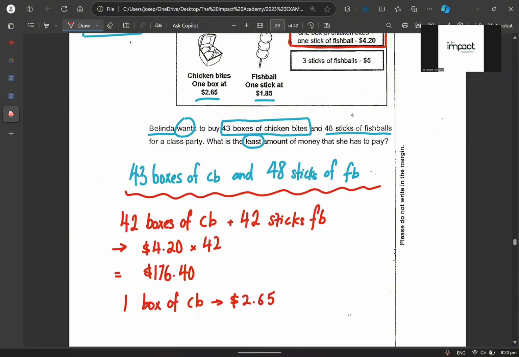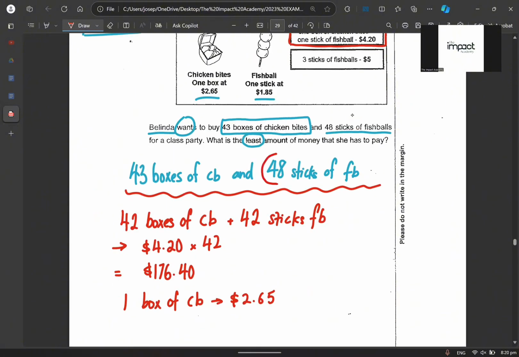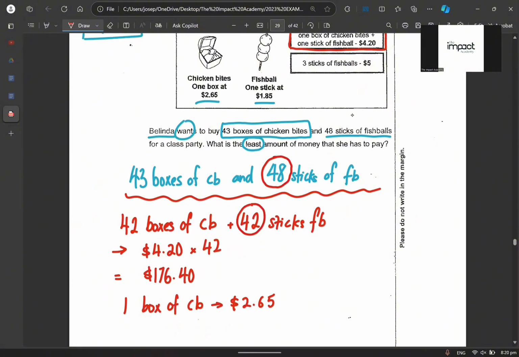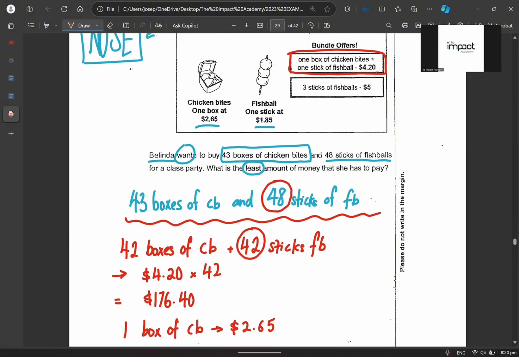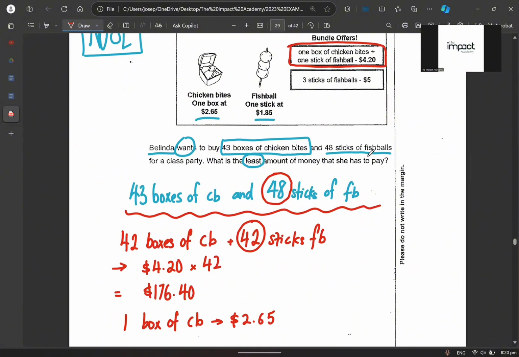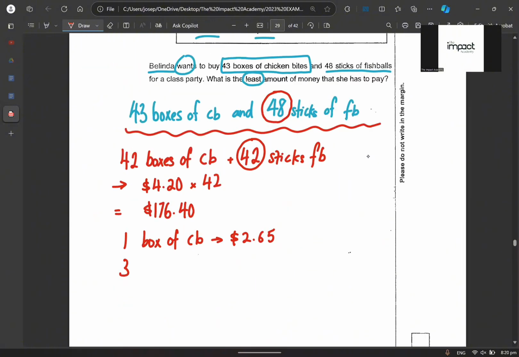She's not going to buy the bundle because over here, you see, she wants 48 sticks of fish ball. She has 42, right? True or not? What is the difference? What is missing? 6. Make sense? Then they can make sticks of fish balls. Correct. 3 sticks of fish balls? $10. Am I making sense? So she just needs another how many sticks of fish balls? She needs how many? 3.